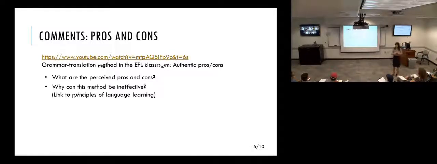Do you agree? Yeah. Any other thoughts? What do you think now? Let us try to bring our theoretical knowledge here, right? Think about the principles. If we talk about the principles of language learning, do you think maybe some principles cannot be fully applied in this method?